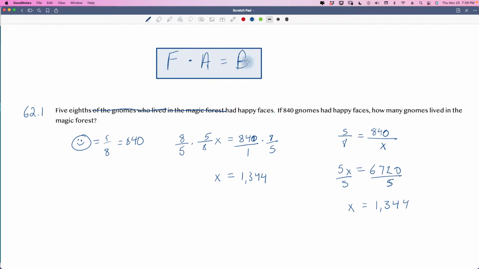Now, whichever way makes the most sense to you, that's the way that you can use. But we've introduced this formula to you so that you can have another option. Maybe it's not clear. This is an option that will get you to the same place and is actually in fewer steps, right? Let's try another one. Let's try 62.2.